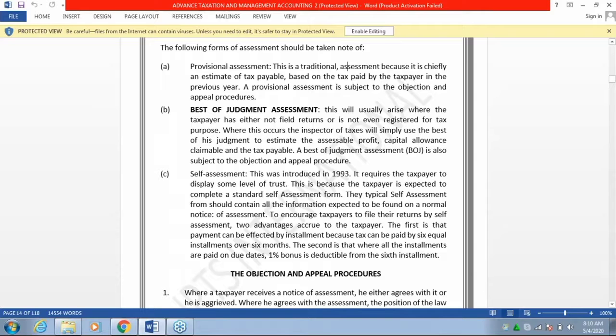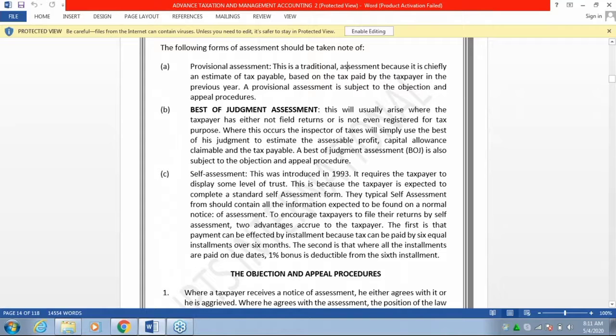What are we talking about? Somebody that has not been paying tax all this while, that has probably avoided tax from the inception of his business. So the tax authority can just stand up and go and estimate, use their own discretion. That is the best of judgment, by using their own discretion in estimating the capital allowance and the assessable profit.